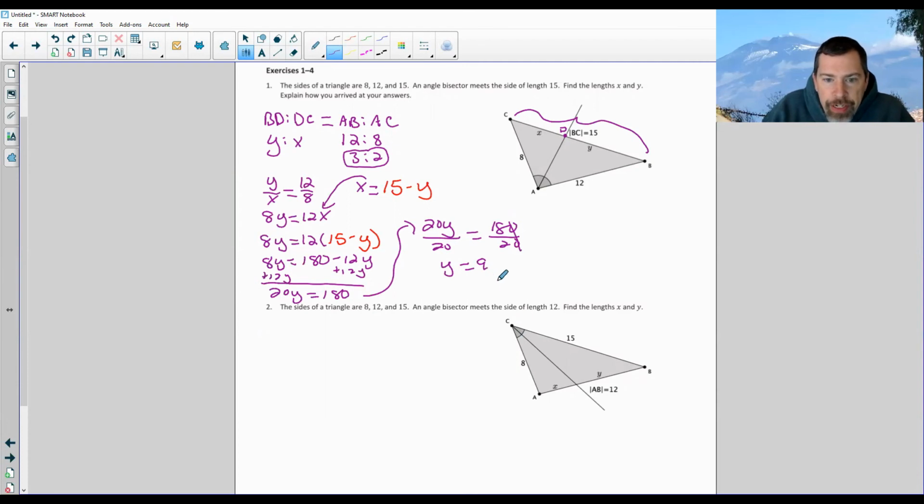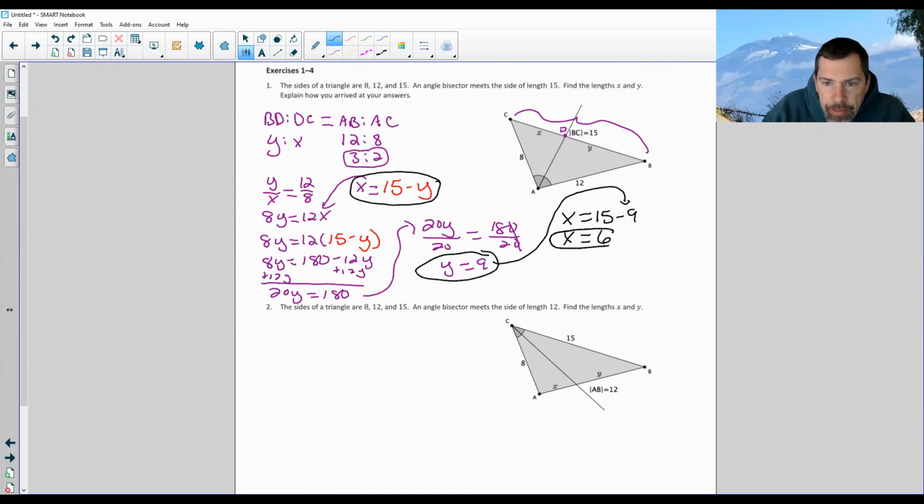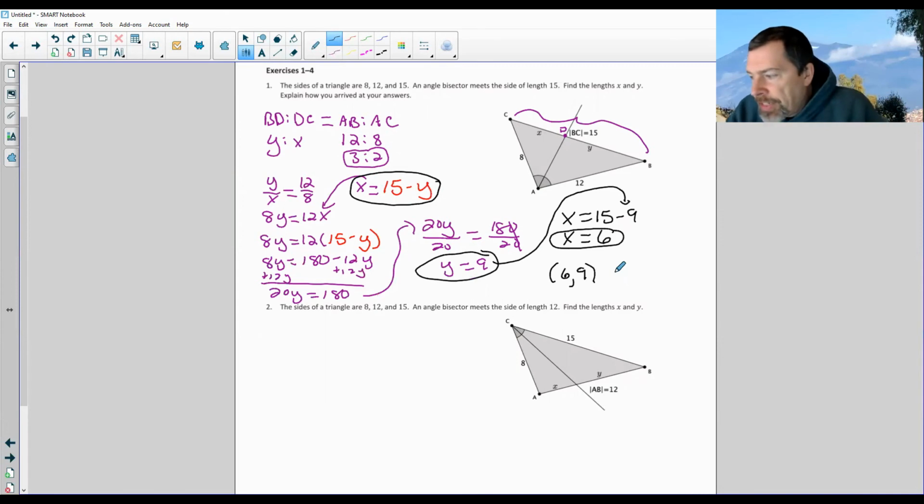Okay, so once we find 9 to be Y, I can plug it in here. So X equals 15 minus 9, because Y is 9. And so therefore X equals 6. So Y is 9 and X is 6. We could also write it as 6 comma 9, since it's X and Y, but we're not graphing, so I suppose we wouldn't want to do that. So the length of X is 6 and the length of Y is 9.